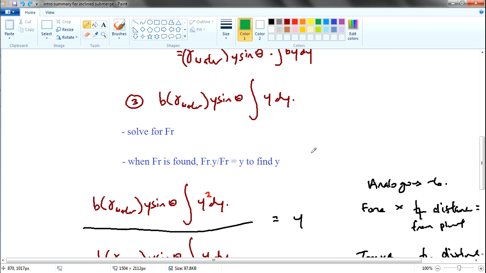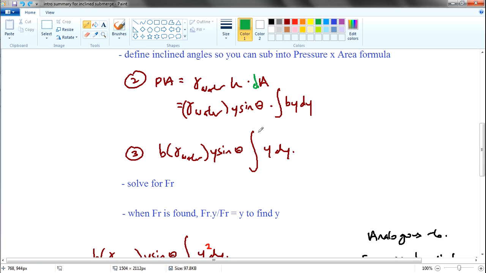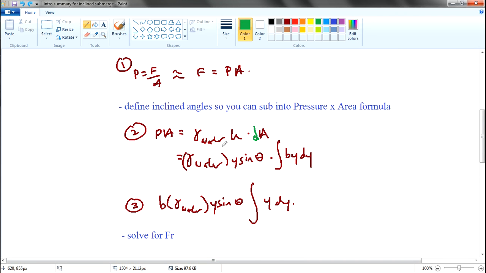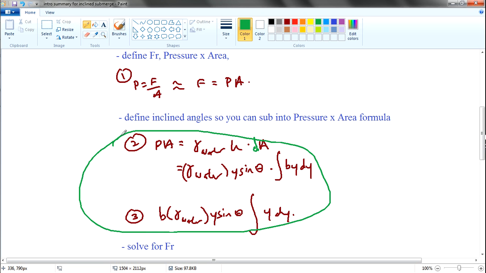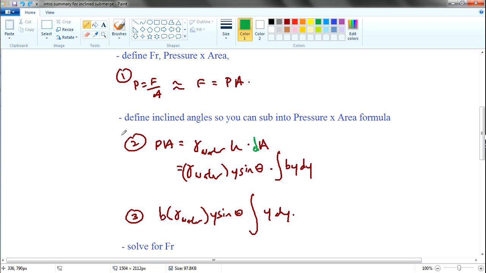And then you can bring this B out because it's a constant. So you just have this equation over here. So far I've talked about expanding pressure equals force over area, so force equals pressure times area. This is being expanded with all the things described over here. So far, all I've talked about is simply force equals pressure times area.